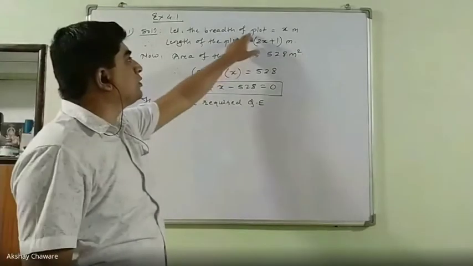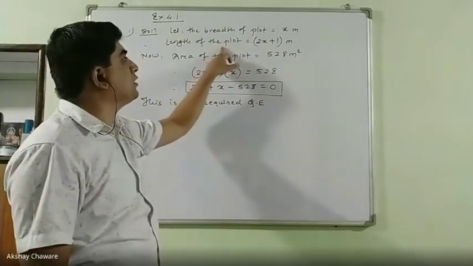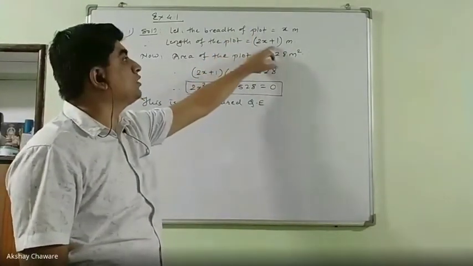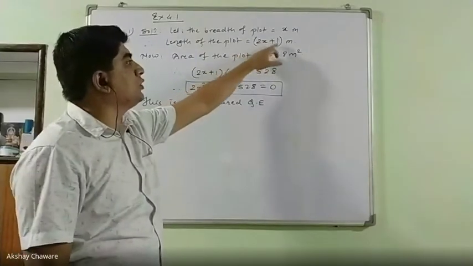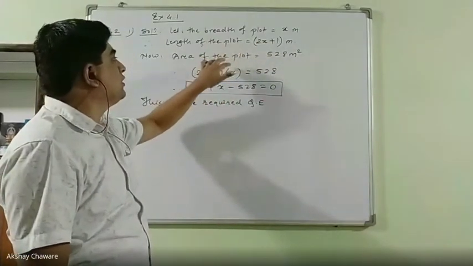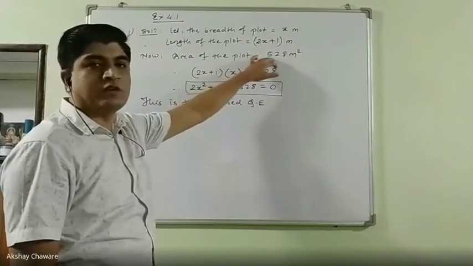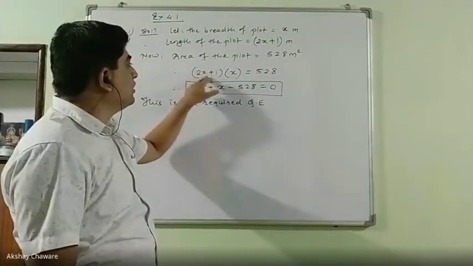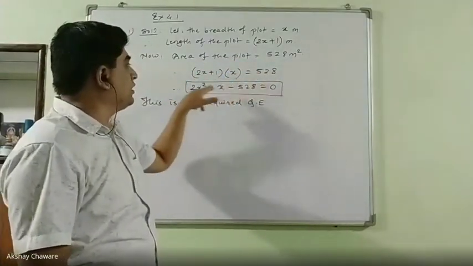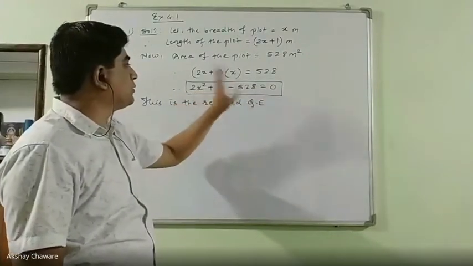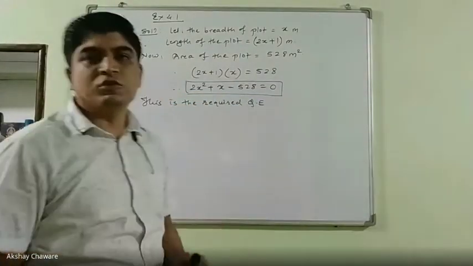Again, the breadth of the plot is x, and length is expressed in terms of breadth, one more than twice its breadth. So 2x plus 1 is the length, and the simple condition is that the area of the plot is 528 meters square. So length into breadth is equal to 528. The final equation is 2x square plus x minus 528 is equal to 0.